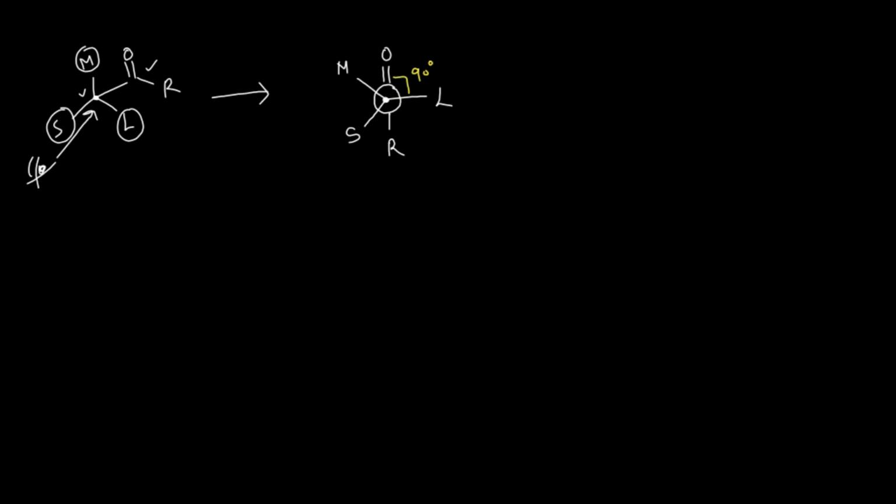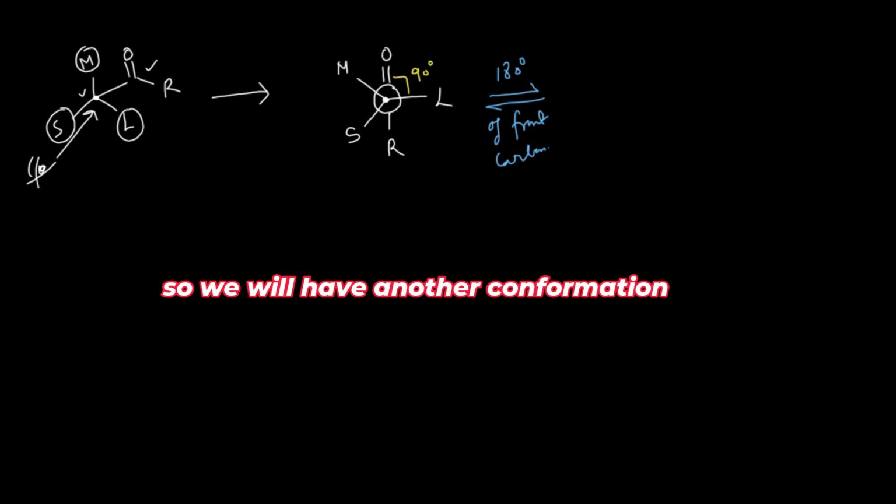And what you can do here is fix the position of the rear carbon, and rotate the front carbon. If I rotate my front carbon by 180 degrees, so I am writing here 180 degree rotation of front carbon. You know this center one is the front carbon. If I rotate this by 180 degrees, what will happen? This L will come here after the 180 degree rotation. This M will go down, and this S will go up, and we will have another conformer for this one.